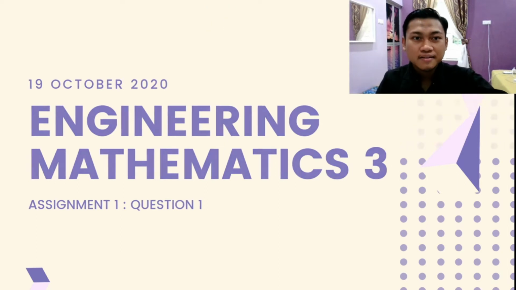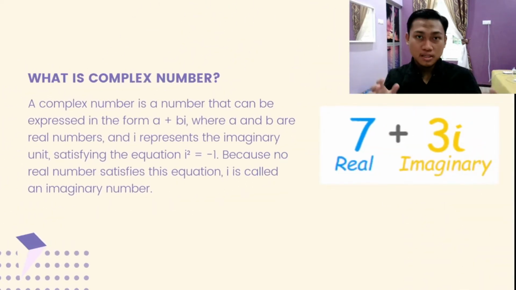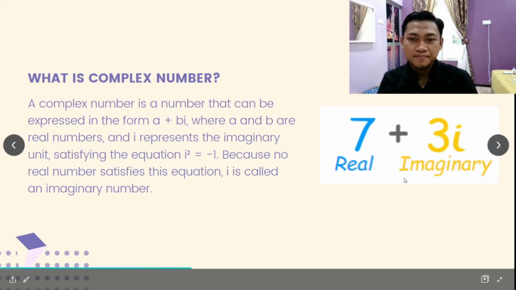Let's get to it. So, before we start, we need to understand what is complex number. A complex number, as we know, has the form of a plus bi. As we can see on the right side, 7 is the real number and 3i is the imaginary number. So the form of complex number is a plus bi, whereas a and b are real numbers and i represents the imaginary number, satisfying the equation i squared is equal to -1. Alright, so that is complex number.